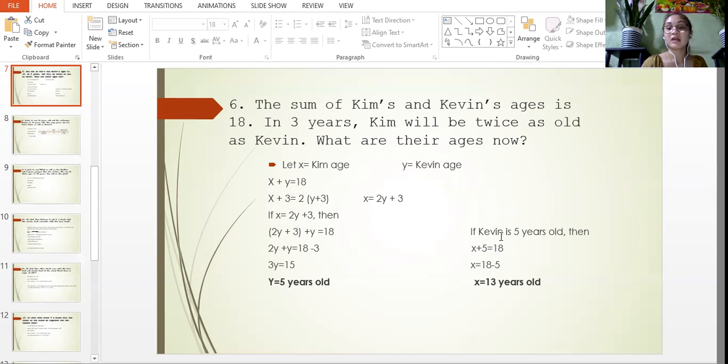Then if Kevin is 5 years old, then x plus 5 is equal to 18. Then transpose 5, x is equal to 18 minus 5, then x is equal to 13. So Kevin's age is 5 years old, then Kim's age is 13 years old.